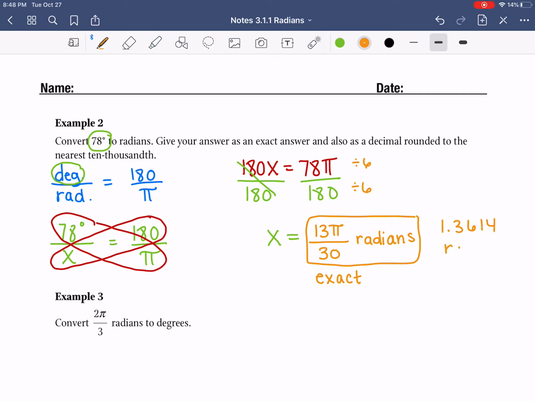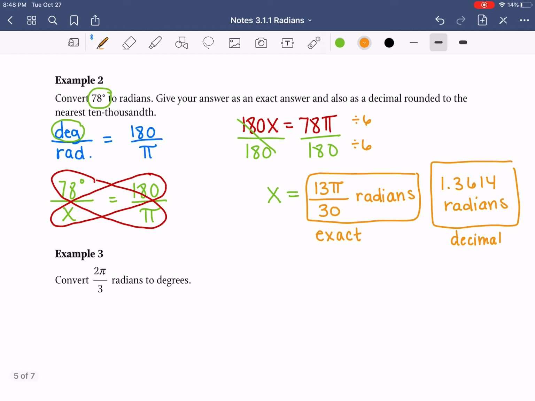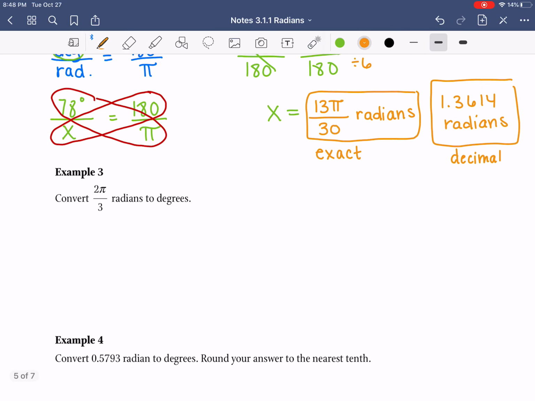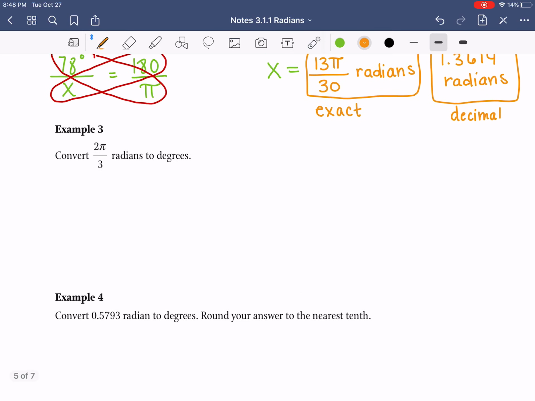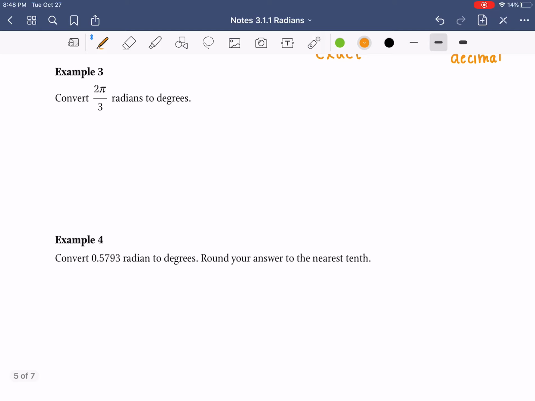1.3614 radians. This is the decimal. So the decimal is not exact, it's rounded. Okay. All right. So for example, 3 and 4, both of these are given to you in radians, and they want you to convert it to degrees.